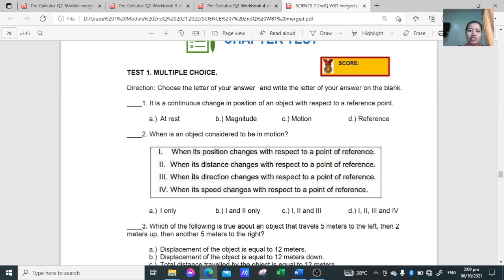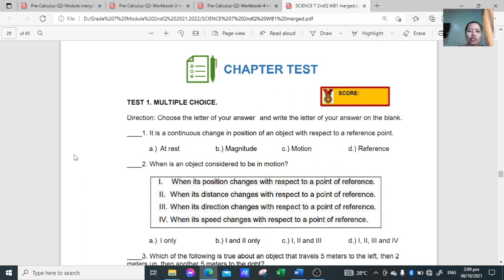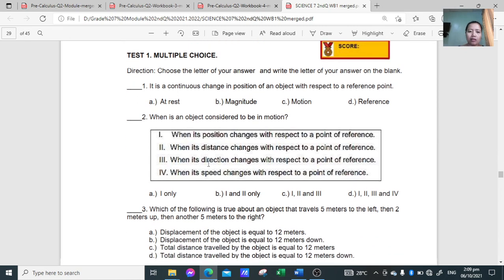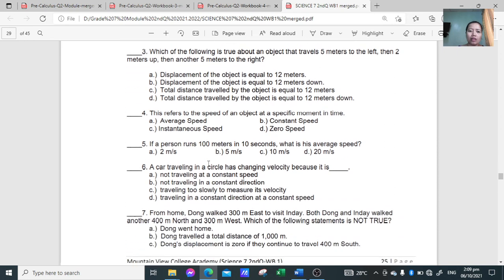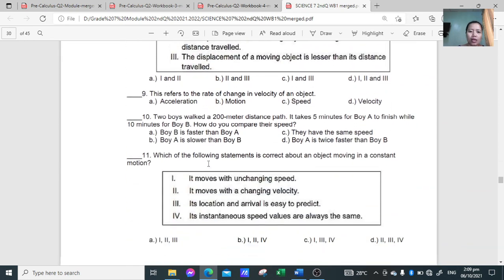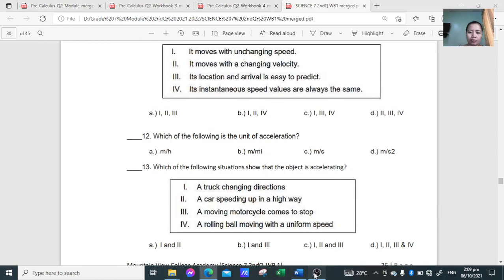And for the chapter test, you are going to answer the multiple choice. Write the correct letter of your answers on the blank. So kindly read the question or the statement and then answer A, B, C, or D.